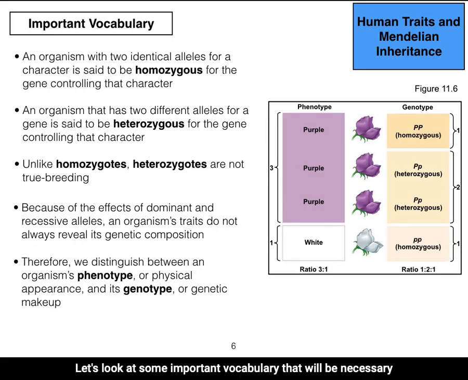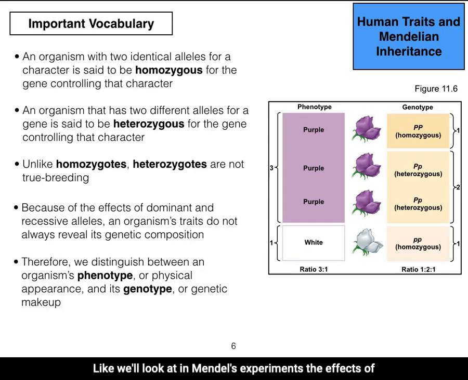Let's look at some important vocabulary that will be necessary for our knowledge of genetics. A homozygote organism contains two identical alleles for a character. These two alleles could be dominant or they could be recessive. Homozygotes are considered true breeders. A heterozygote is an organism that has two different alleles for a gene. They may have one dominant and one recessive. These are not true breeders.